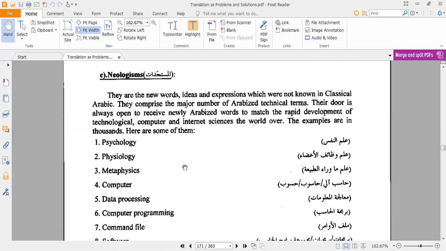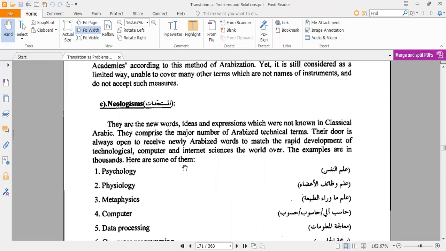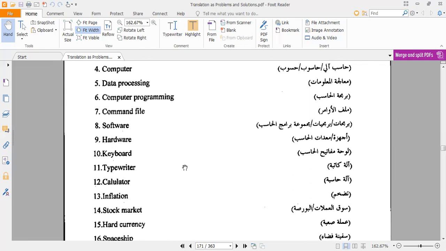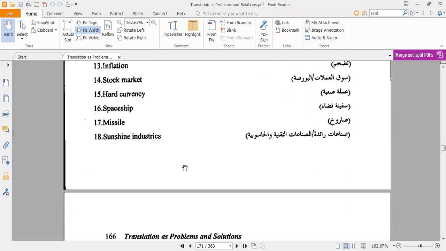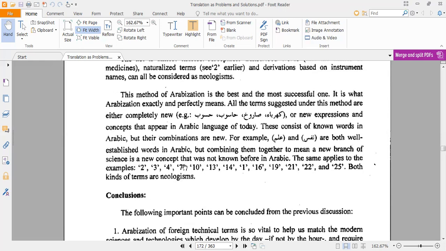So we reuse them in the present, such as here physiology علم وظائف الأعضاء. This expression is not used in the past and it is a new term, so it is a neologism. Okay. Computer or computer programming برمجة الحاسوب, it is not used in the past and it is a new term. Hardware and so calculator and so on, all of these are examples of neologisms. Okay.